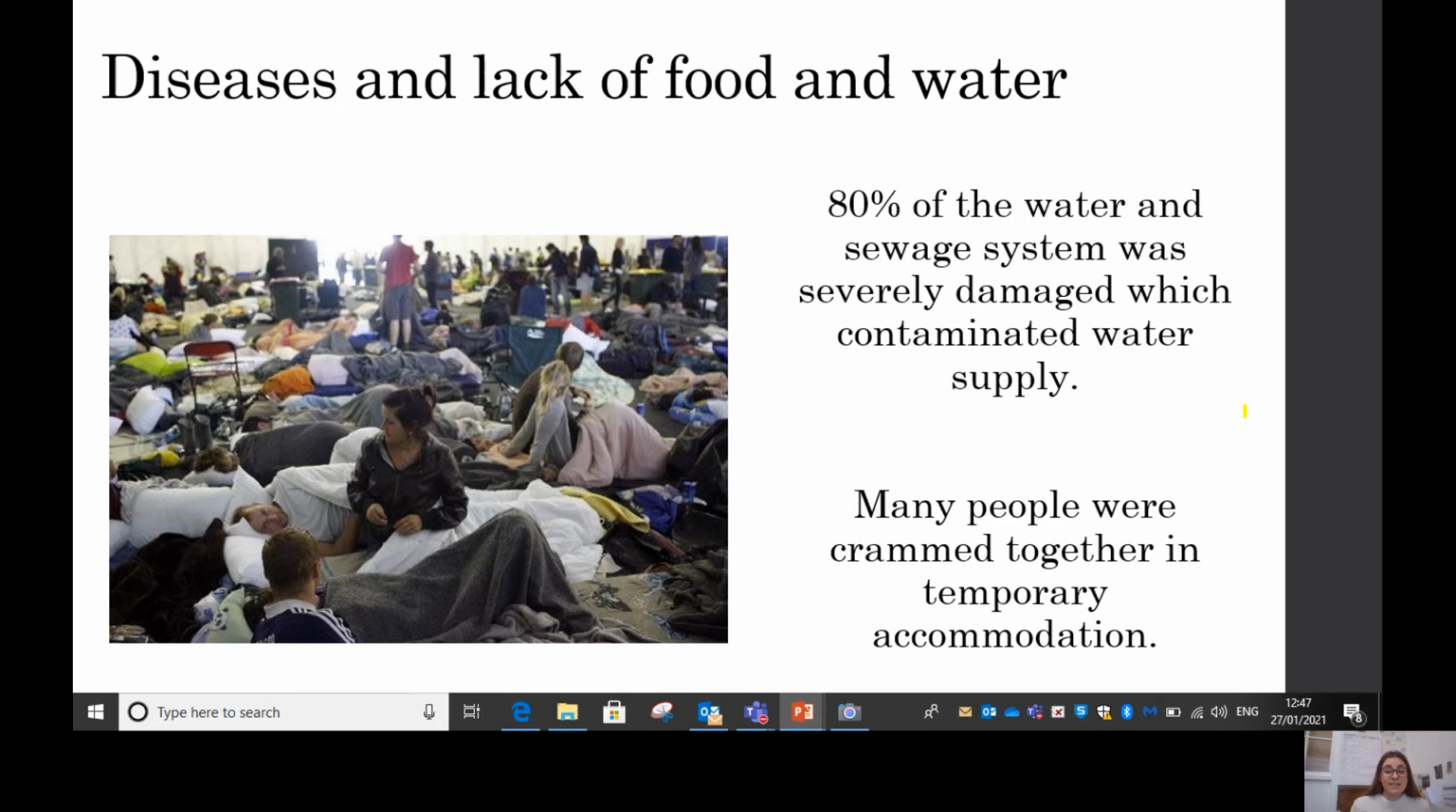And in the city, a massive percentage of the water supply was damaged, which led to the water supply becoming contaminated. And as we've spoken about before, due to all the rubble on the roads, food supplies will not have been easily available.